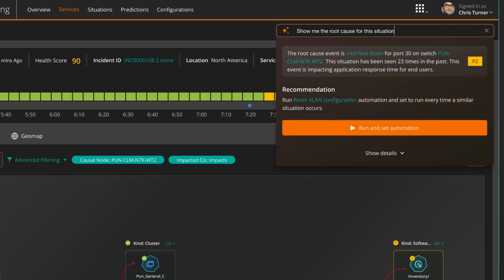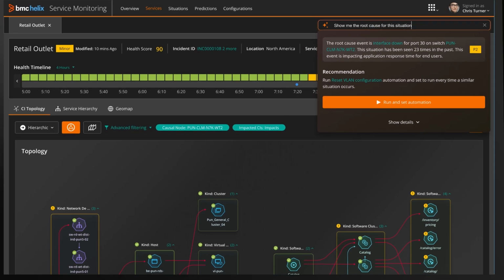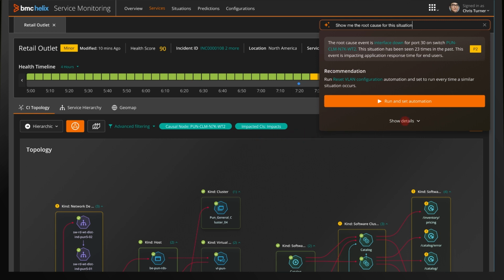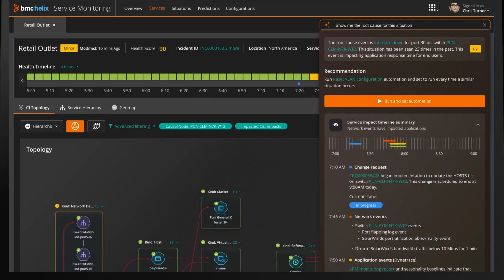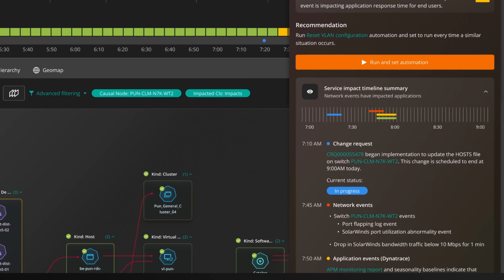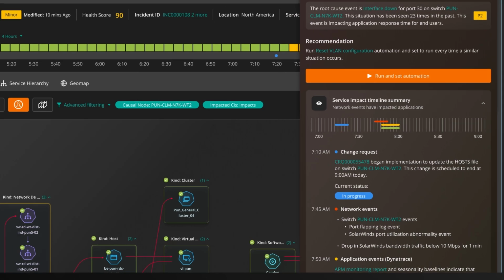BMC HelixGPT pulls up a curated summary with key information around the root cause and also provides a recommendation for the resolution. Before running the automation, Chris wants to be confident and get more details about the issue. He can observe that the specific change started at 7:10 a.m., resulting in events and incidents.